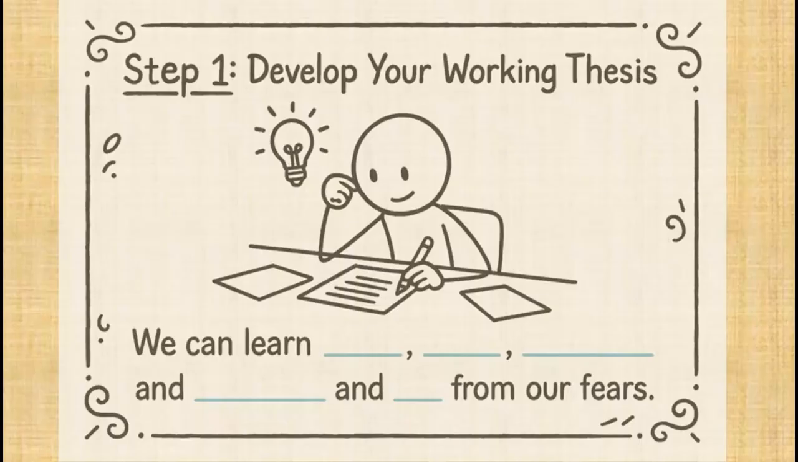And that's the same thing that we would do for the other one, which is the one you see on the screen here. For this one, we have just a formulaic stem to help us establish our points. We can learn blank, blank, blank, and blank from our fears. And filling in those blanks, those answers come from the sources. So you have to be able to extract the lessons from the sources if you're choosing this one.